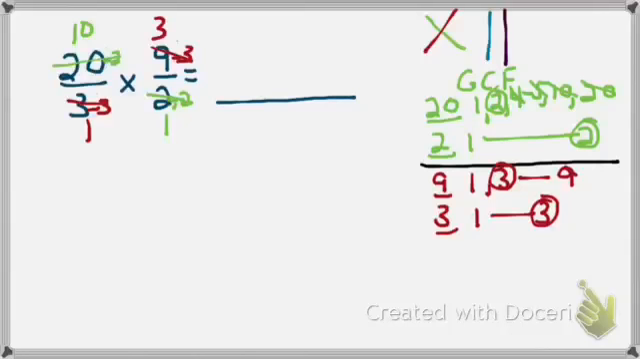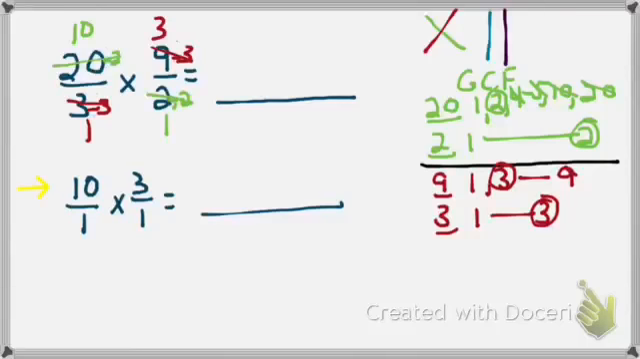So I'm going to rewrite my new fractions. 10 over 1 times 3 over 1 equals blank. And we know we say numerator times numerator, so 10 times 3 equals 30. Denominator times denominator, 1 times 1 equals 1.